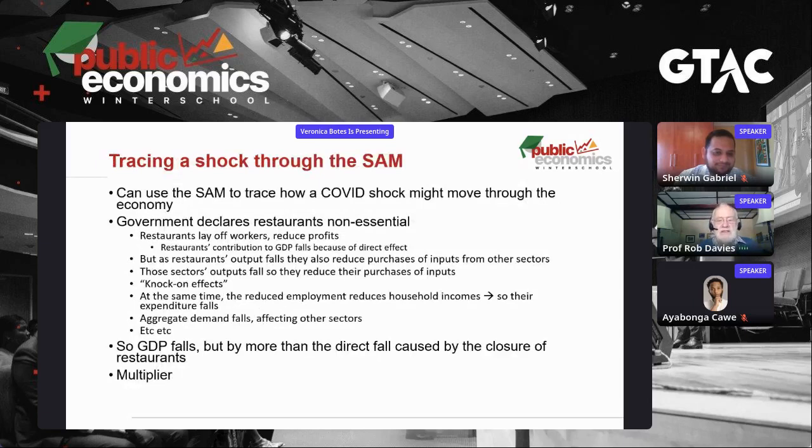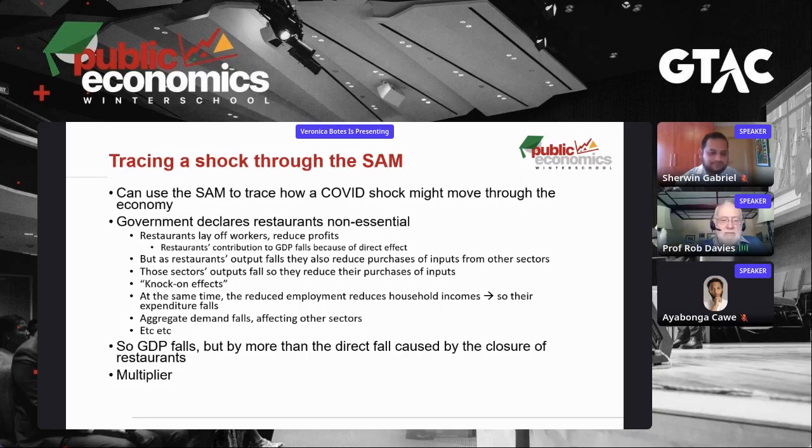You could think about the SAM. You could trace through the SAM just looking at it, how you think a COVID shock would move through the economy. If we take something like government saying restaurants are non-essential and they must close down, so immediately the restaurants lay off workers and they reduce their profits. Value added falls in the restaurant sector, and GDP falls directly because of the restaurant sector being closed down.